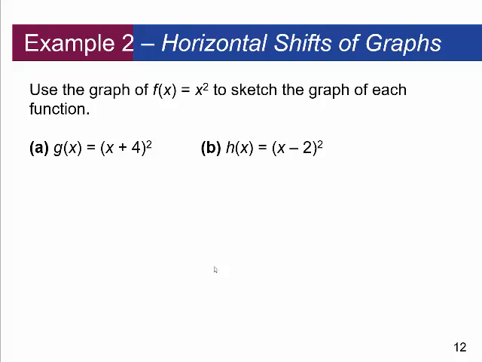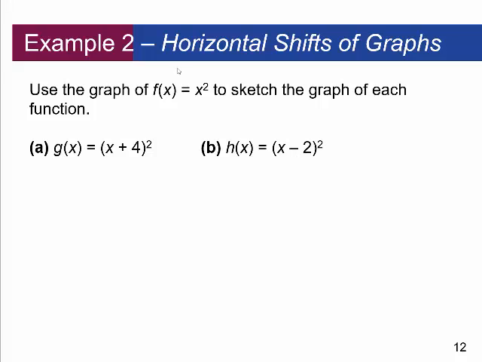So use this graph f of x is equal to x squared to sketch the graph of each of these. So I have g of x is equal to (x plus 4) squared, and h of x is equal to (x minus 2) squared. So notice that I have the quantity squared. Here I'm taking the quantity plus 4 squared, so it's inside the parentheses. So I have plus 4 here. So what that means is I'm going to take this graph and shift it to the left 4 units.